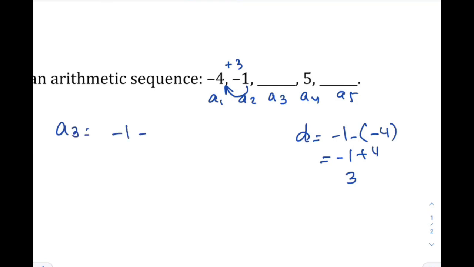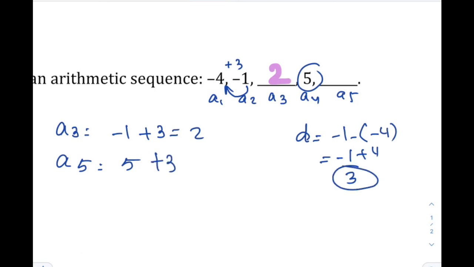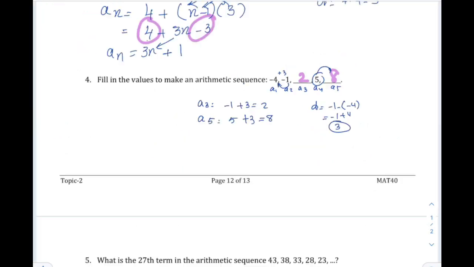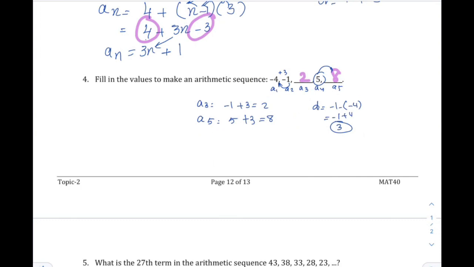The -1 plus 3, which is 2. So here we will fill it by 2. We know that it's 2. Now, term 5, we know that term 5 will be term 4, which is 5. Also, we are adding the 3. We are adding 3, which is 8 now, and this is 8. This is how we fill in the blanks.